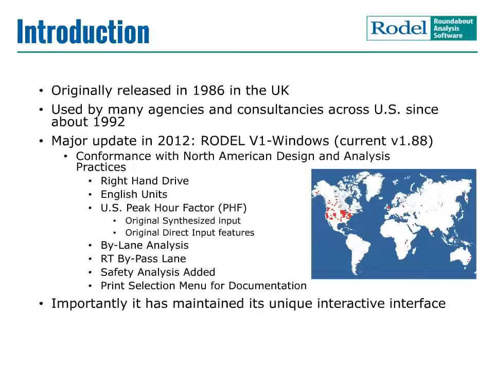It was originally released in 1986 in the UK. It's been used by many agencies and consultancies across the US since about 1992. There was a major update in 2012, bringing the old DOS-based Rodel into the current Windows program. It's had some major upgrades to include conformance with North American design and analysis practices, such as right-hand drive, English units, US peak hour factor. It includes now a print selection menu for documentation. Importantly, it has maintained its interactive user interface, which is part and parcel to Rodel.